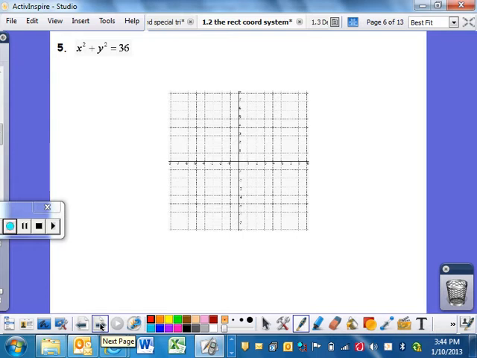Also from Algebra 2, you should first of all recognize this as a circle. Okay, as long as that happens, then we're good. And you might have seen a general form look like this.